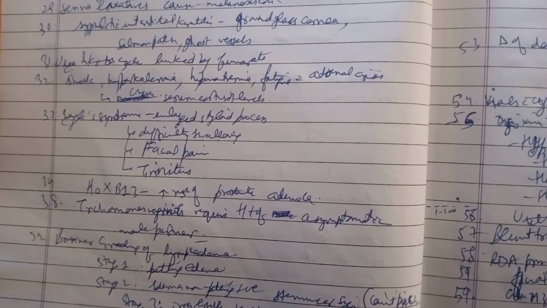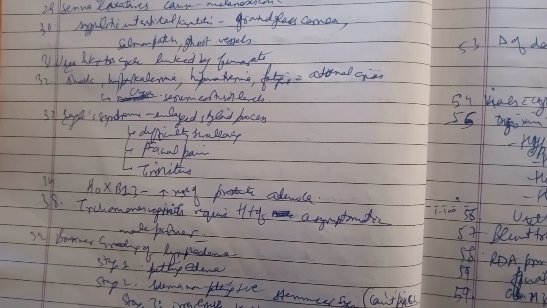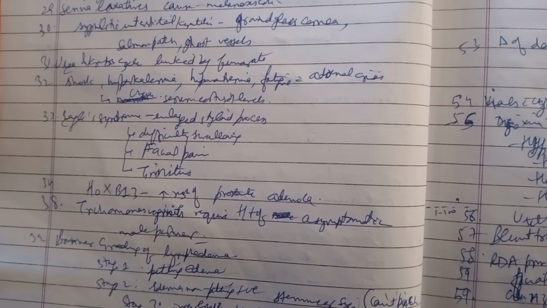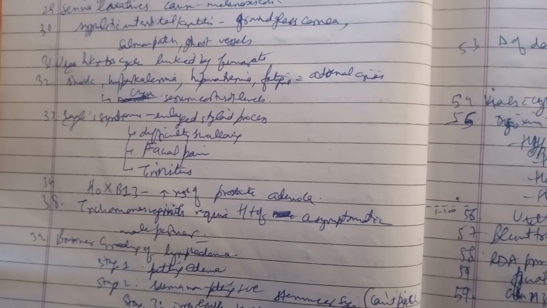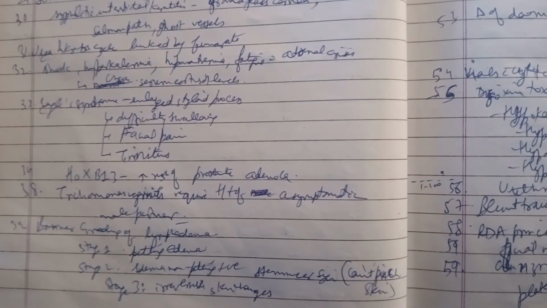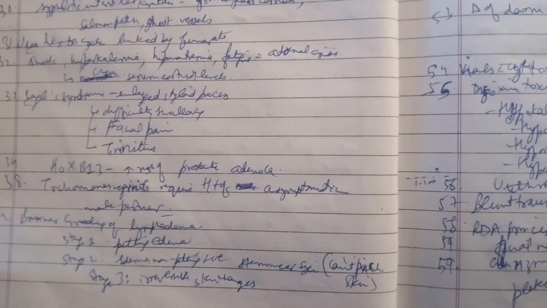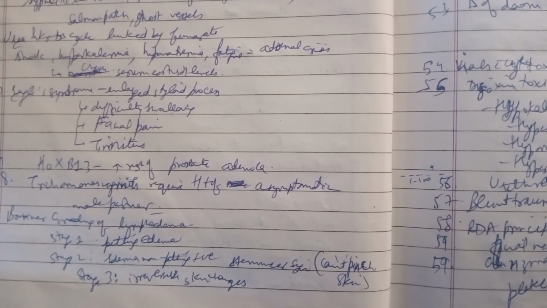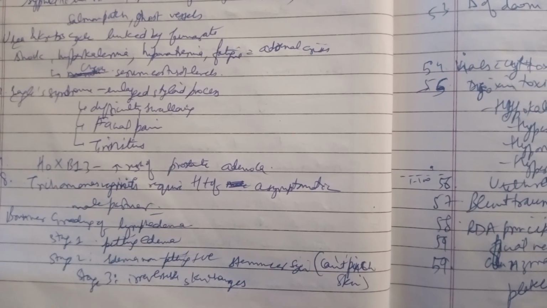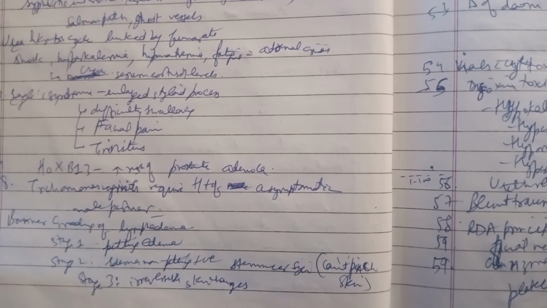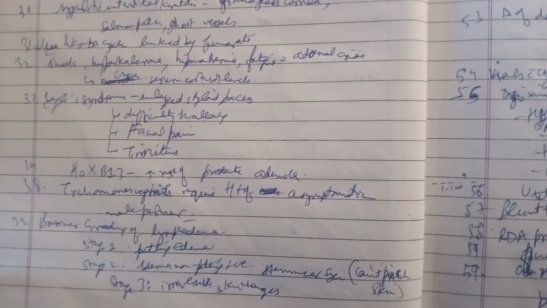HOXB13 gene, prostate adenocarcinoma. Then trichomonas vaginitis, this is very important. In trichomonas vaginitis, treatment of the asymptomatic male partner is necessary. Then the Brunner grading of lymphedema. In stage 1, there will be pitting edema only. In stage 2, there will be non-pitting edema with a positive Stemmer sign, which is when we can't pinch the skin of the toe. In stage 3, there are irreversible skin changes.